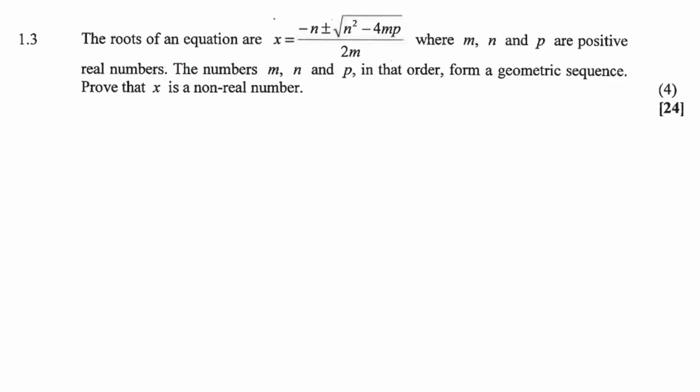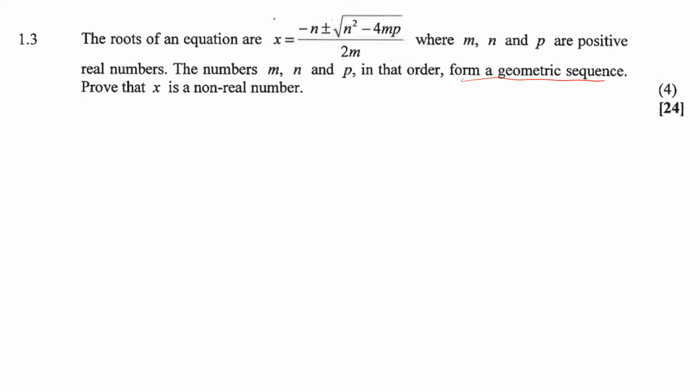Alright, let's lastly conclude with 1.3. It says the roots of an equation are x equals minus n plus or minus root of n squared minus 4mp, over 2m, where m, n, and p are positive real numbers. The numbers m, n, and p, in that order, form a geometric sequence. Prove that x is a non-real number.